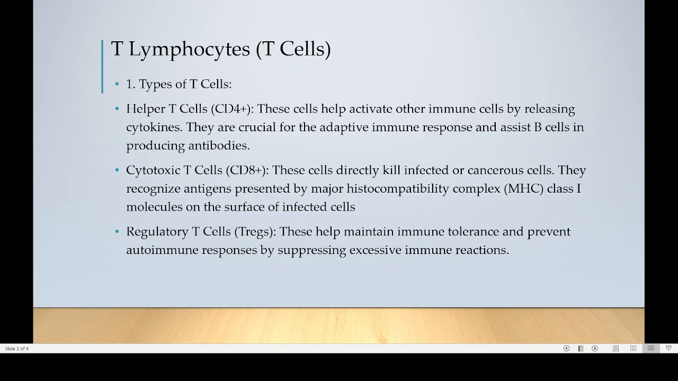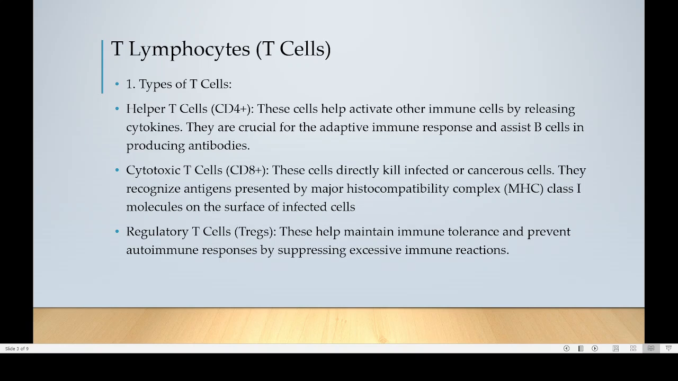Now, among the T lymphocyte, the peculiarity of the T lymphocyte is that they are undergoing their maturation or complete development in the thymus gland, whereas B lymphocyte will be maturing in the bone marrow. So that is how we are differentiating between T cell or T lymphocyte and B lymphocyte. If it is undergoing maturation in the bone marrow, we call it by the name B lymphocyte. On the other hand, if it is undergoing maturation in the thymus gland, we call it by the name T lymphocyte.